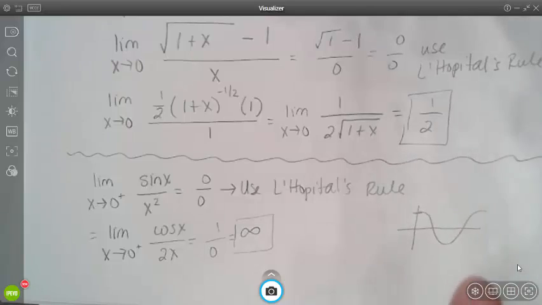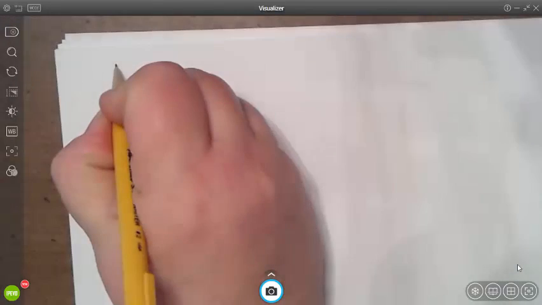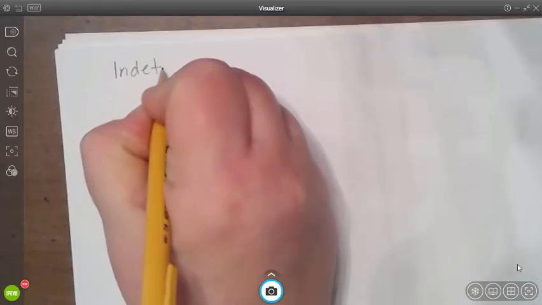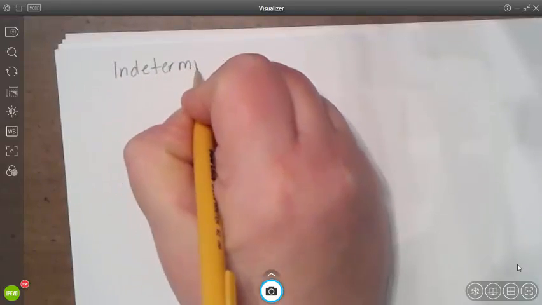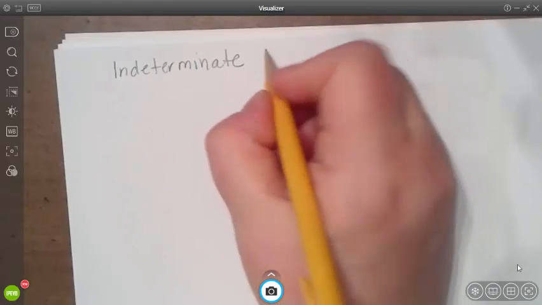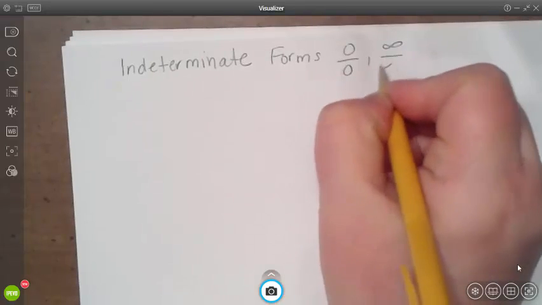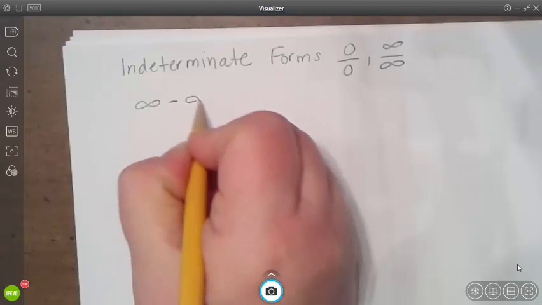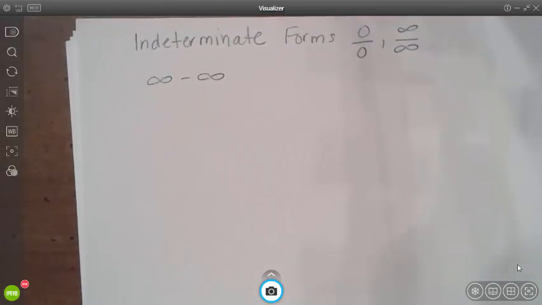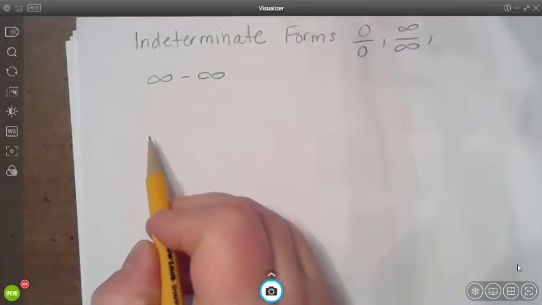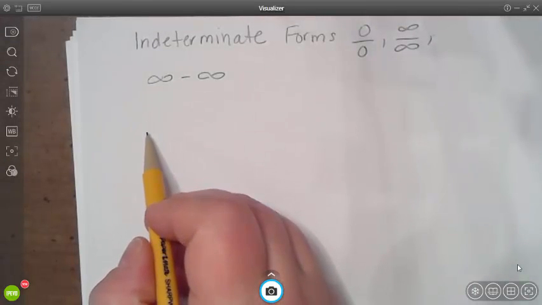All right, so that's 0 over 0 and infinity over infinity. There are some other what we call indeterminate forms where we can use L'Hopital's rule. One of those indeterminate forms is infinity minus infinity. Okay, so we've got 0 over 0, infinity over infinity. Now we're going to talk about infinity minus infinity. Okay, so let's look at an example of that.